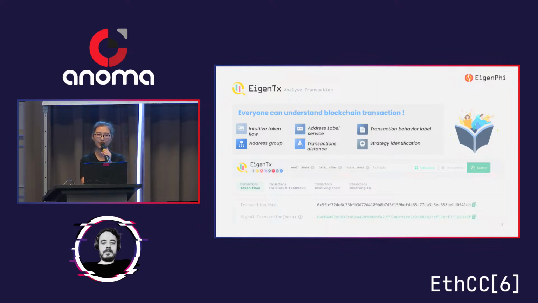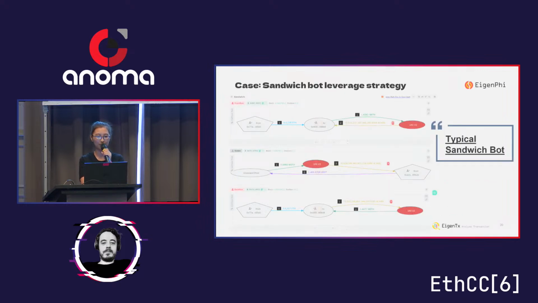So I'm going to share some cases I found when I was trying to analyze on-chain transactions using EigenTX. Here is an interesting case when I analyzed a sandwich bot. You may be wondering what recent strategies have been employed by this sandwich bot. So for example, this is what a typical sandwich attack looks like. The bot will hold the assets to initiate the attack. But in certain cases, the sandwich bot needs to input a large amount of volume to initiate the attack. But what if the bot doesn't have that much asset in their accounts? What will they do?